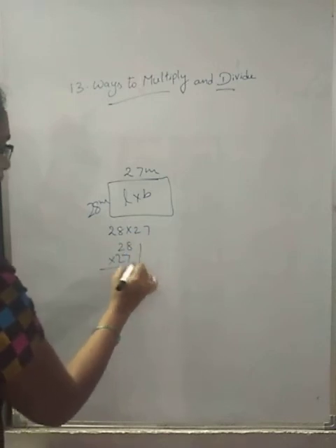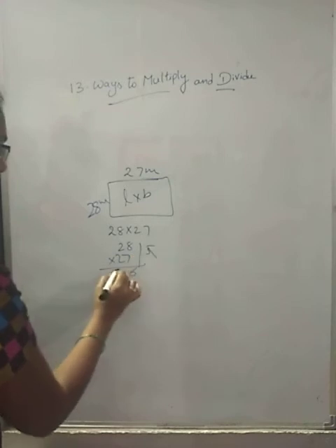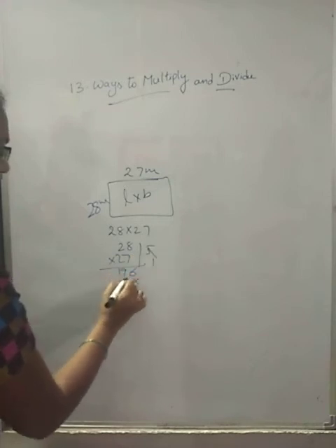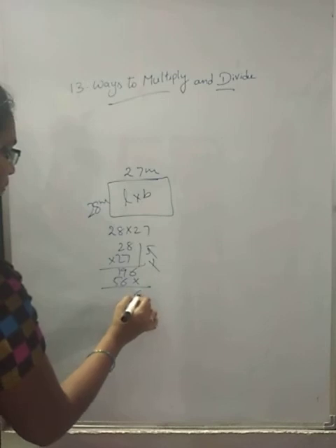28 into 27. 7 8s are 56. 7 2s are 14 plus 5, 19. 2 8s are 16. 2 2s are 4 plus 1, 5.